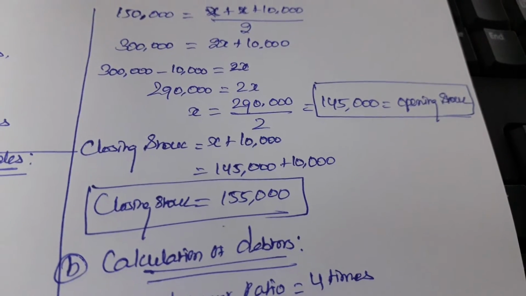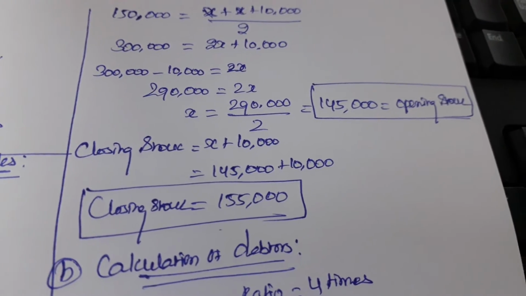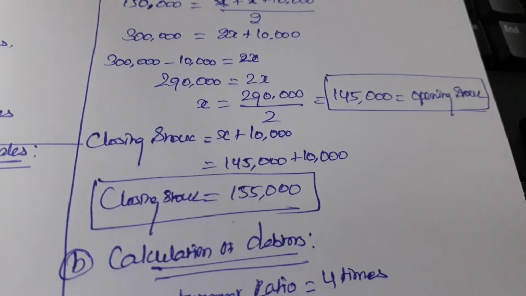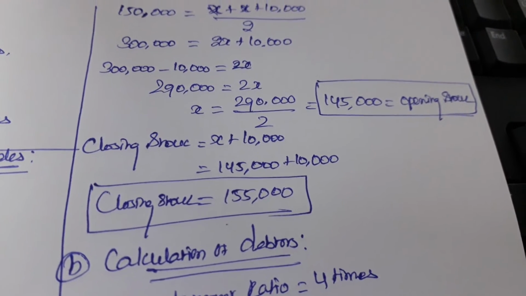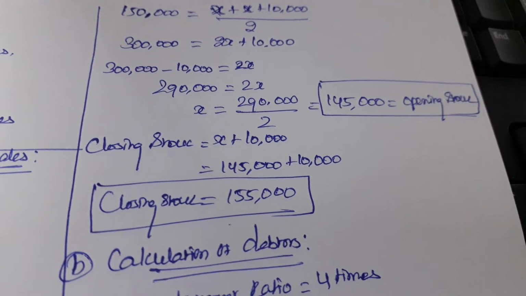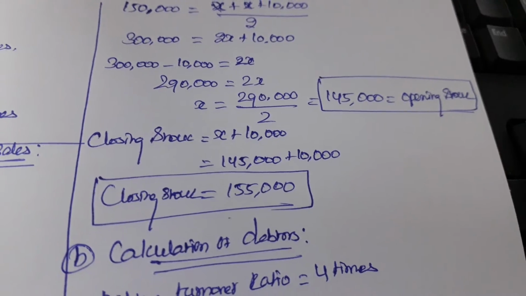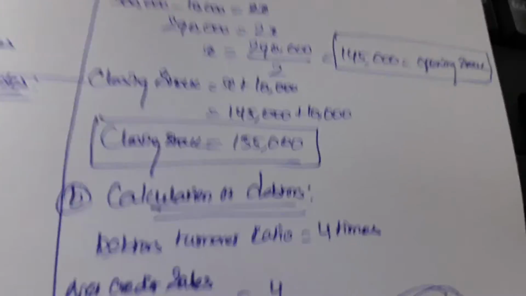Now that we have calculated the opening stock, we can calculate the closing stock easily. X plus 10,000 is the closing stock. In the place of X, we put 1,45,000, and we get the closing stock as 1,55,000.